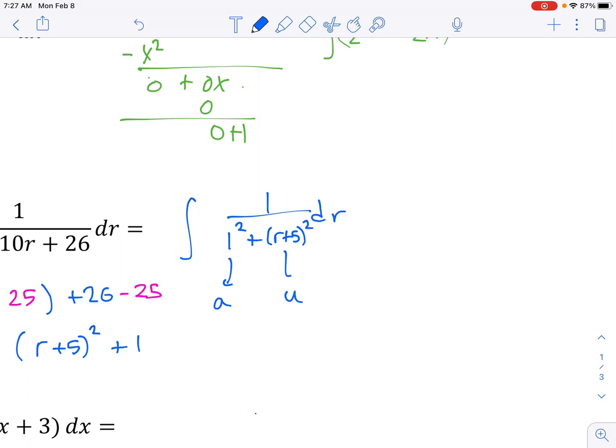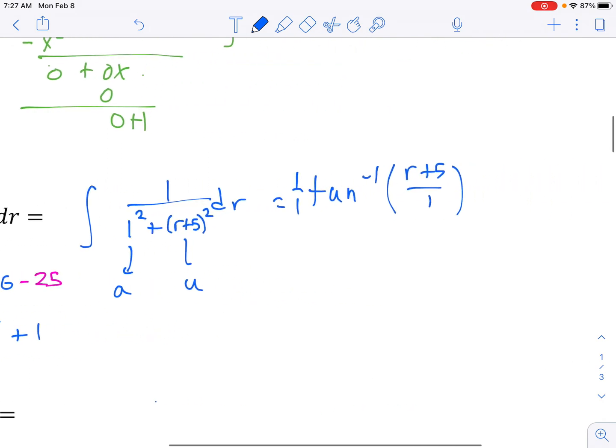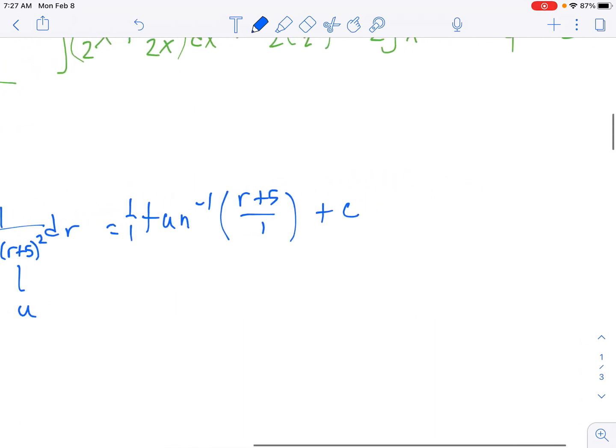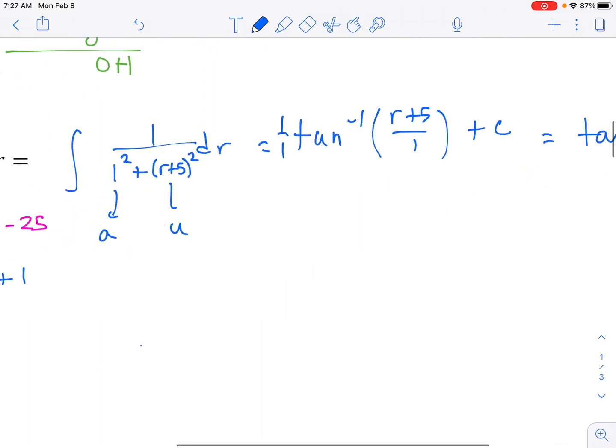That way we know our a is 1 and our u is r plus 5. And we don't have a radical, so it's got to be an inverse tan. And we need 1 over a, which is 1 over 1. And then in the brackets here, we need u over a, so it's going to be r plus 5 over 1. And this is an antiderivative, so it's going to be a plus c. We could just leave it like that. I'm just going to clean that up a little bit. That would be an inverse tan of r plus 5 and then plus c.